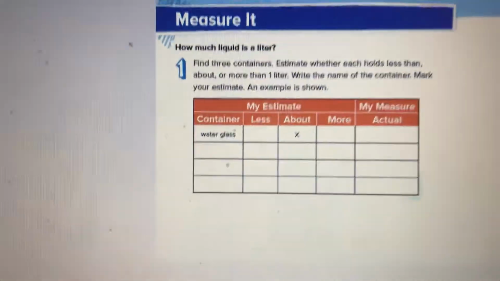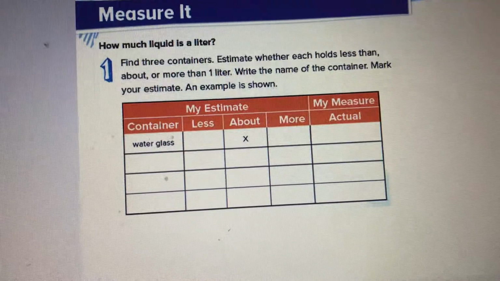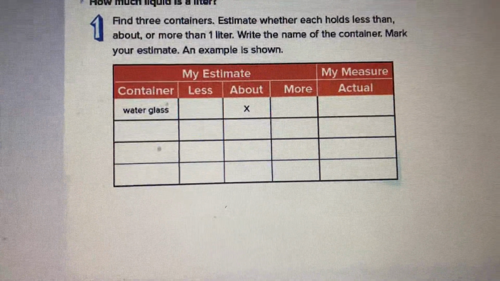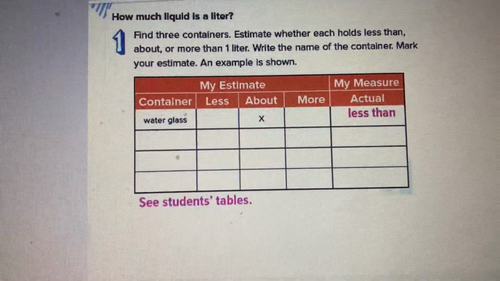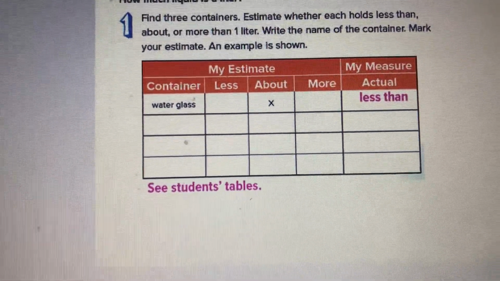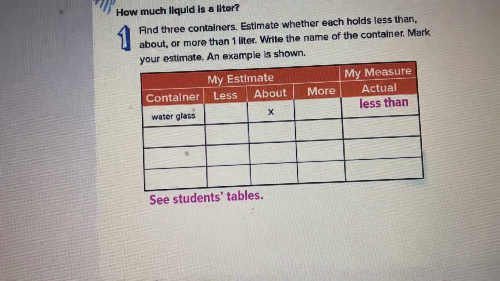So mark your answer, okay? So this is up to you to do. You're going to see, is it less? Is it more? Is it an actual liter? Okay? So go ahead and stop the video here and you can go ahead and fill your own in. Okay, a water glass has usually less than a liter of water. Some water glasses may be bigger than others. And then hopefully you filled in the other 3.